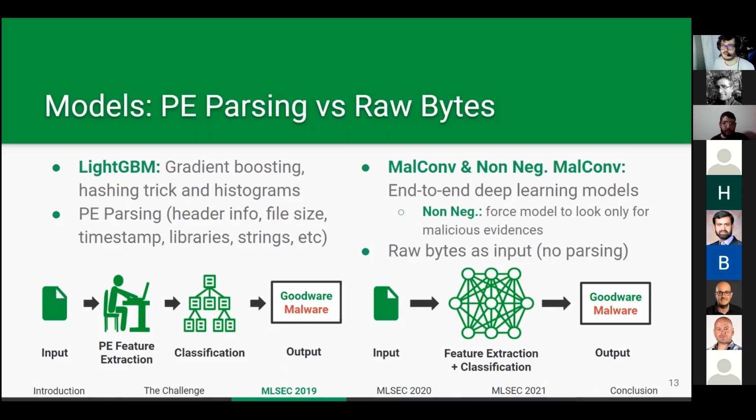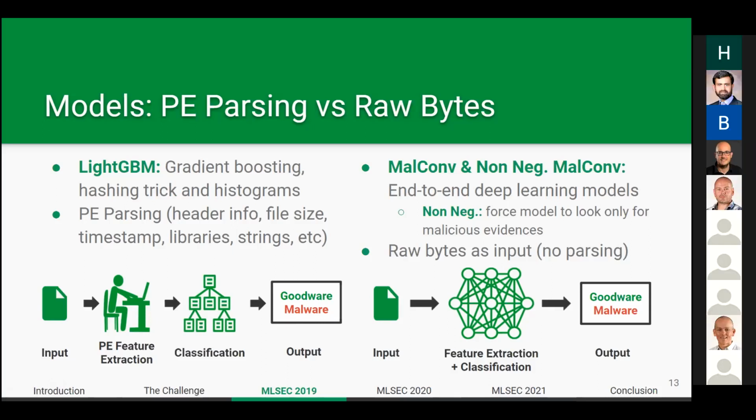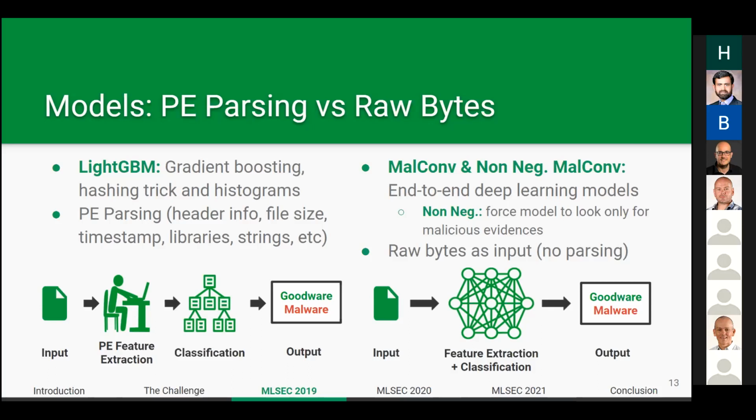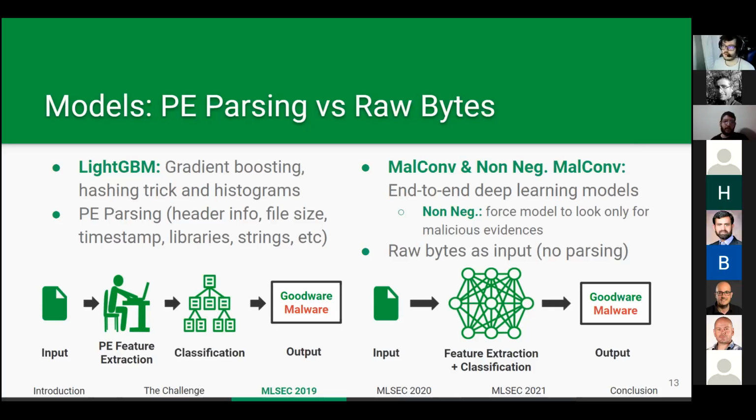On the other hand, we have the models based on raw bytes. They basically use the binary bytes as input, often end-to-end deep learning models. They do not use parsing, similar to what we have in image classification deep learning models. And both MalConv and non-negative MalConv share the same structure. The difference is that non-negative MalConv forces the model to look only for malicious evidence, which was created to avoid adversarial samples already. So it's the first model that's trying to do something to reduce the effects of adversaries.